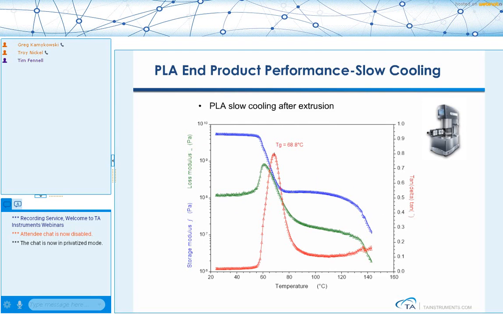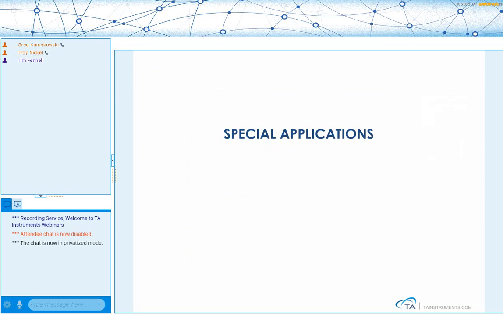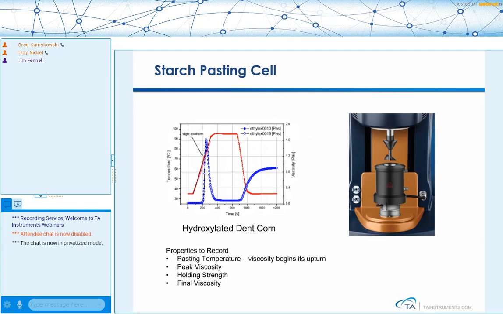And then after we've made our part, we might want to do a dynamic temperature ramp to determine the mechanical properties and the transition temperature of our material. So you can see that the storage modulus begins a sharp descent at about 60 degrees C, and we get these associated peaks in the loss modulus and tan delta. And generally, the tan delta peak is identified as a glass transition temperature. Then you can see when the material gets to be in molten form as well.